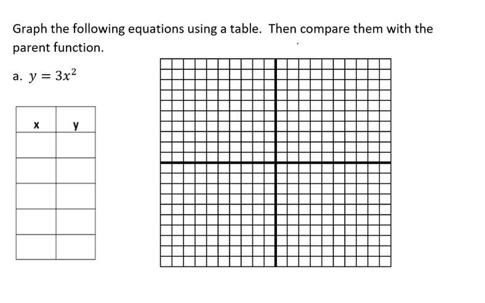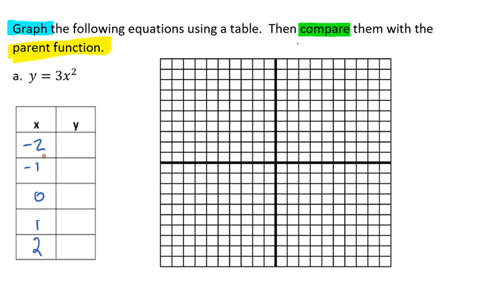In this video, we're going to be graphing a quadratic equation and then comparing it with the parent function. So we're going to be graphing, comparing with the parent function. So here we have our table, and we're going to be using the numbers -2, -1, 0, 1, and 2 to plug into our function y equals 3 times x squared.